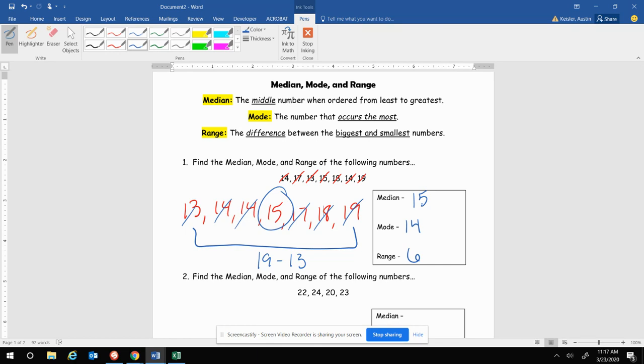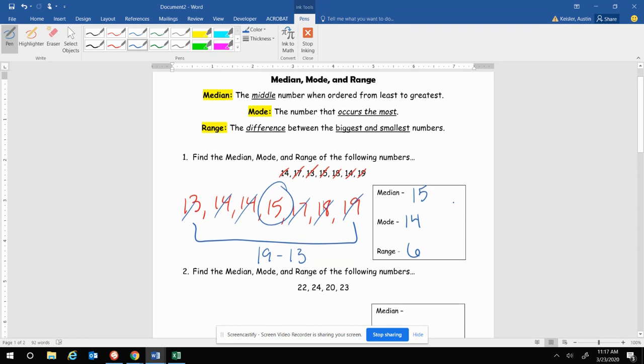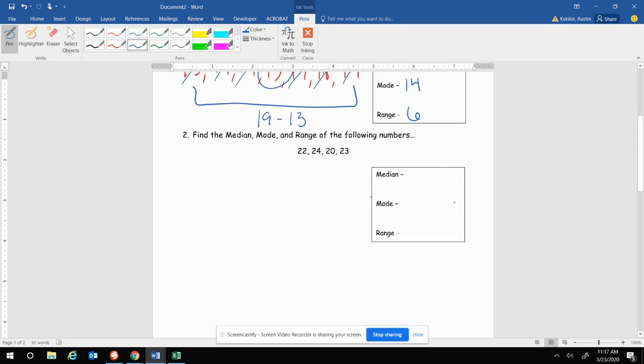We're going to jump into a couple other ones, but you're keeping those same steps for every problem. So we jump into our second one. I'm going to start off by doing the exact same thing. I'm going to start off by ordering these numbers least to greatest, even though I only have four. I've got 22, 20, 22, 23, and I've got 24. So I've got those ordered least to greatest.